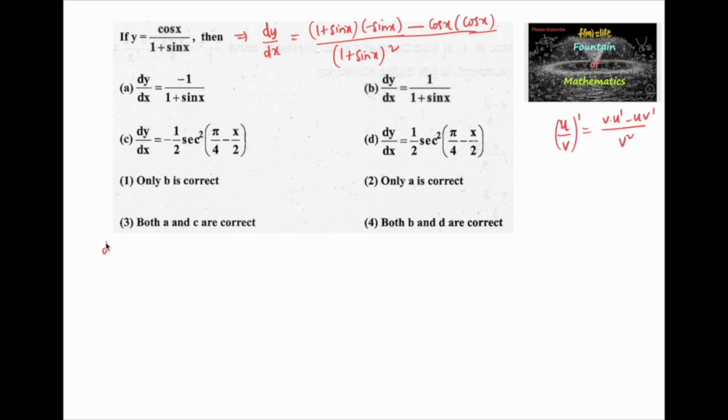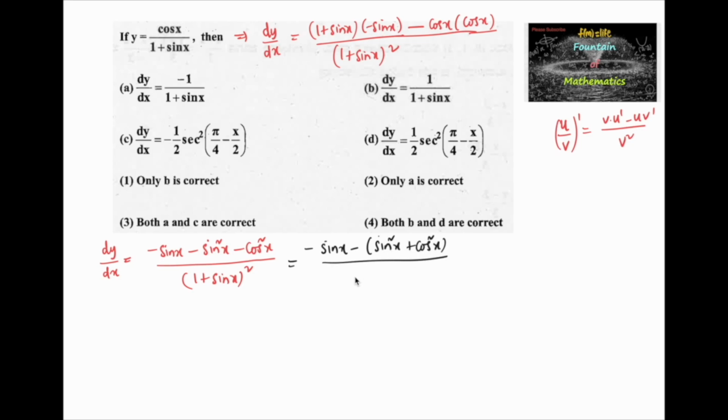So we can write dy by dx is equal to minus sin x minus sin square x and again minus cos square x divided by 1 plus sin x whole square. So here minus sin x minus, if I take common, sin square x plus cos square x, which is 1. We can write minus sin x minus 1 divided by 1 plus sin x whole square. Or you can take minus common, so you can write 1 plus sin x upon 1 plus sin x whole square.